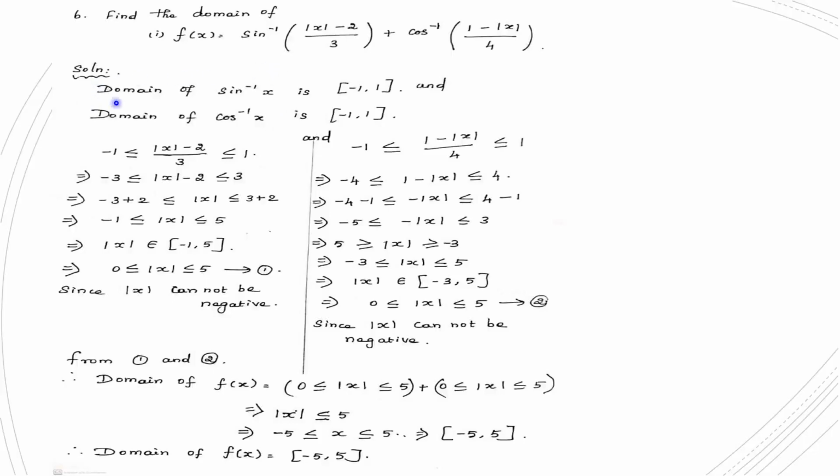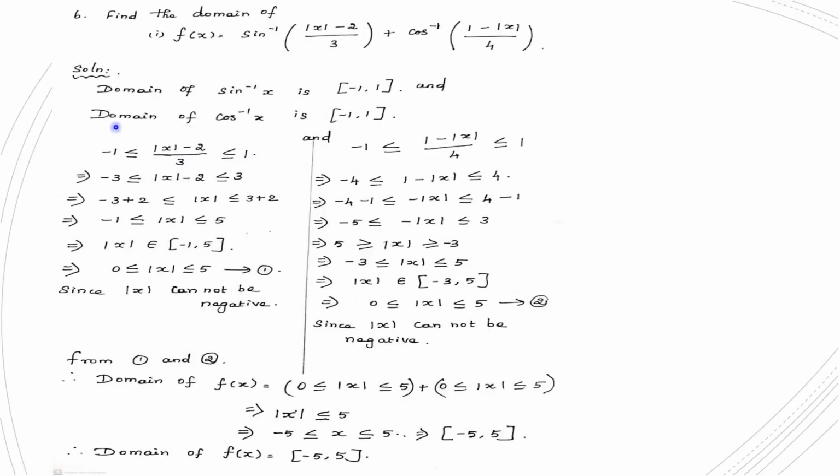We already know the domain of sin inverse of x is the closed interval minus 1 to 1. So the values of x will be from minus 1 to 1 only. But here, instead of x, they have given modulus of x minus 2 divided by 3. So its value will lie between minus 1 and 1, and they have written that separately here.